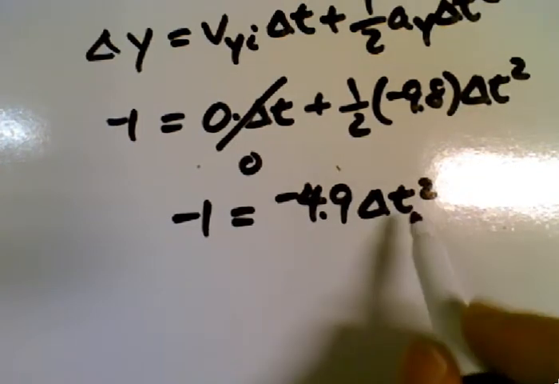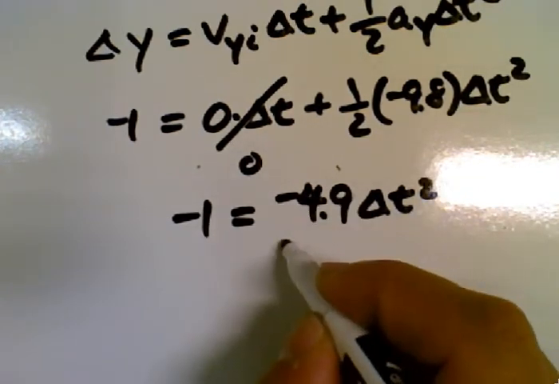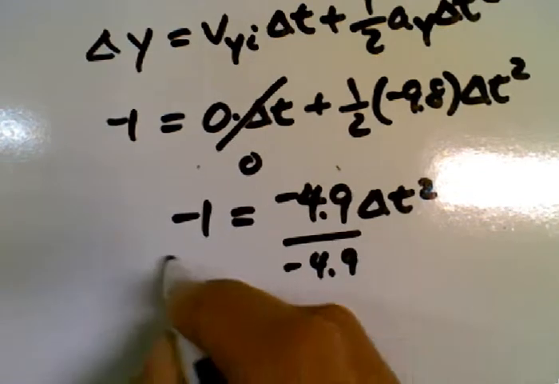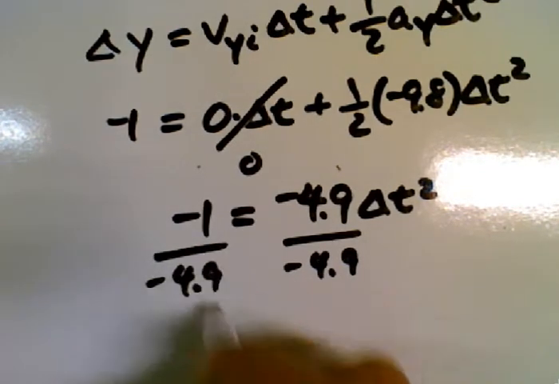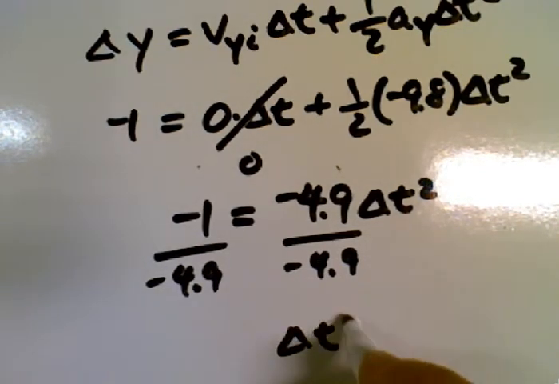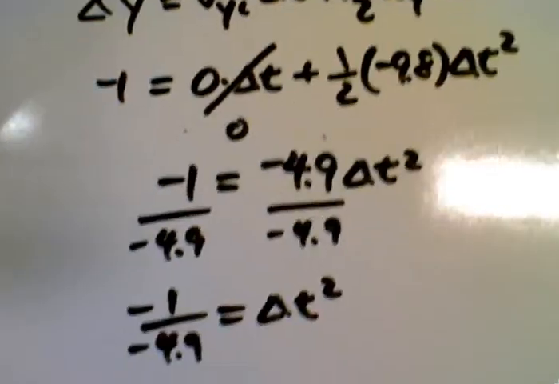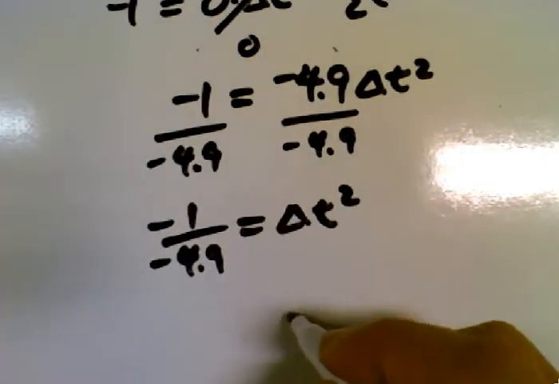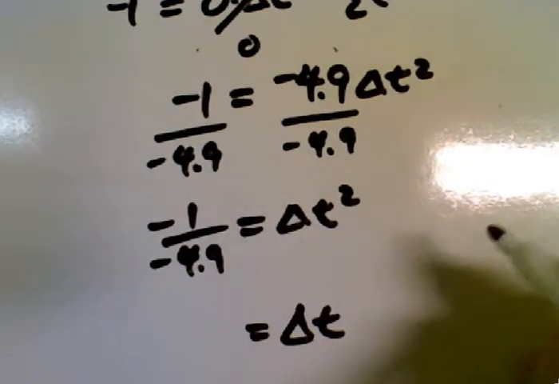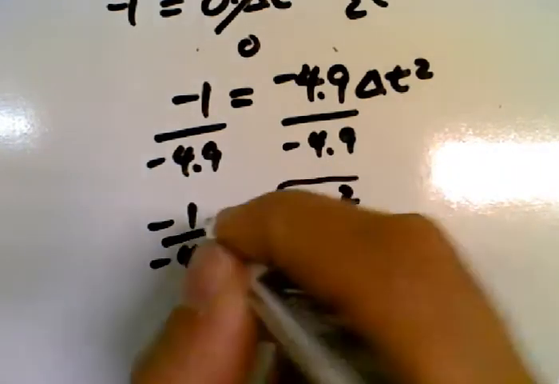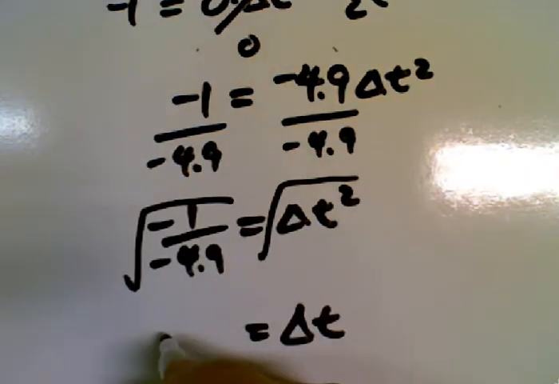We want to solve for the time, so we're going to divide both sides by negative 4.9. And so delta t squared equals negative 1 over negative 4.9. To solve for the time, we're going to take the square root of both sides. And that gives us a value of 0.451 seconds.